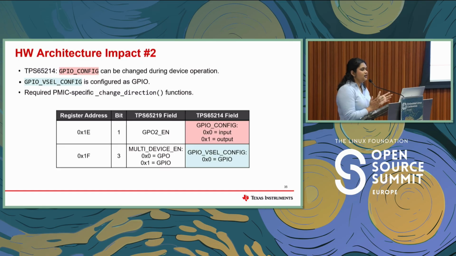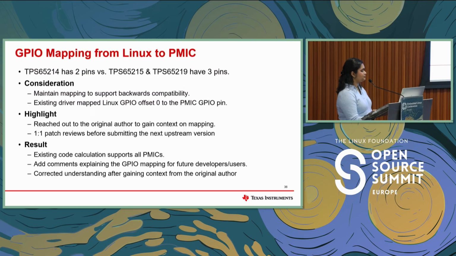Great. Because they have such different feature support for changing directions, originally I had it in one function with nested if statements and for loops, and it really just was a cleaner approach to separate them based on which PMIC was being handled at the time. Something I do want to highlight is 214 has 2 pins.